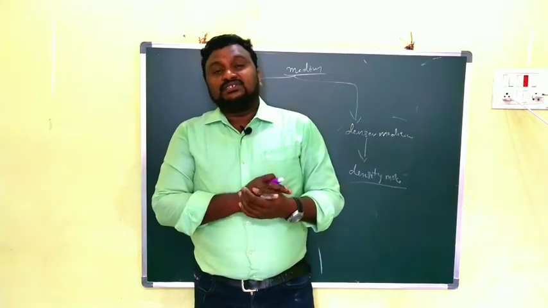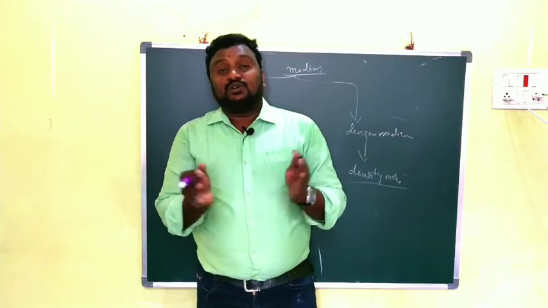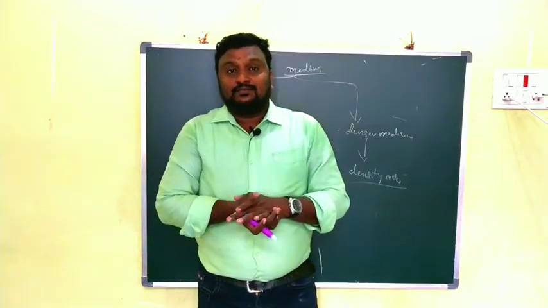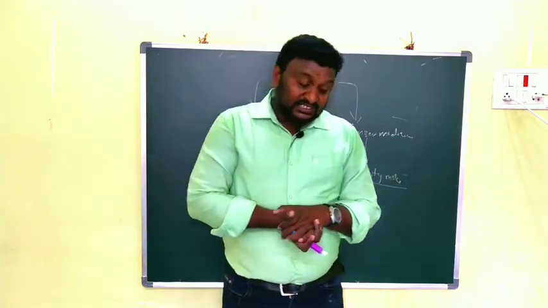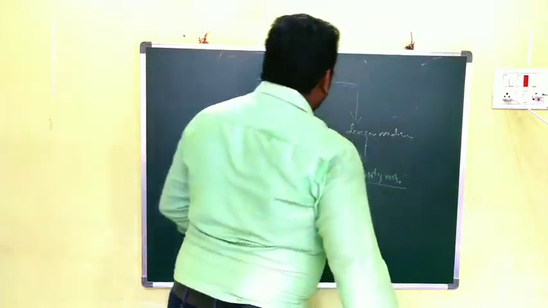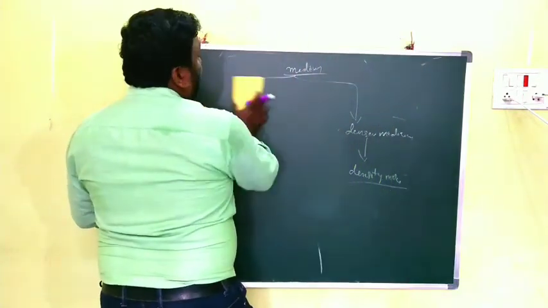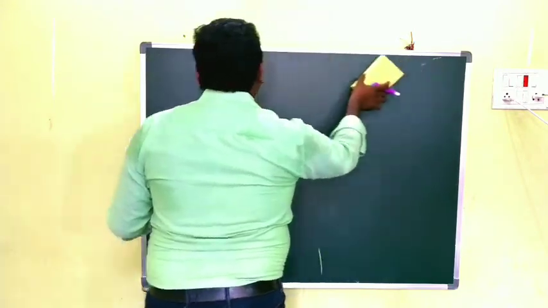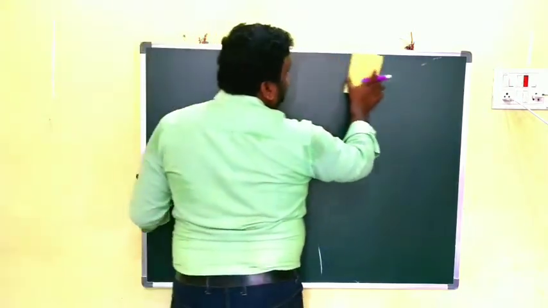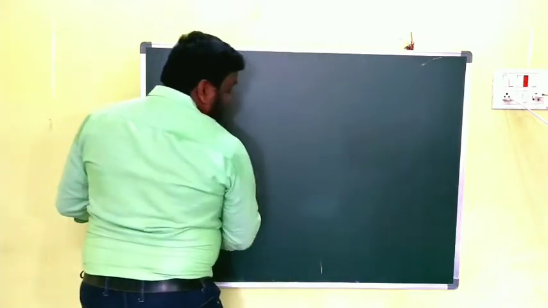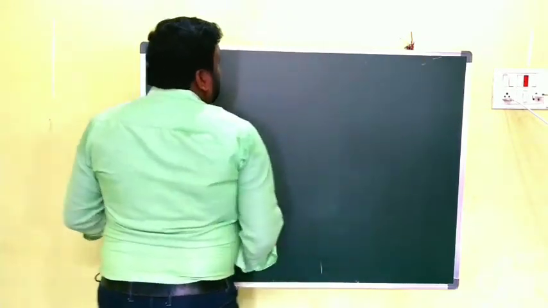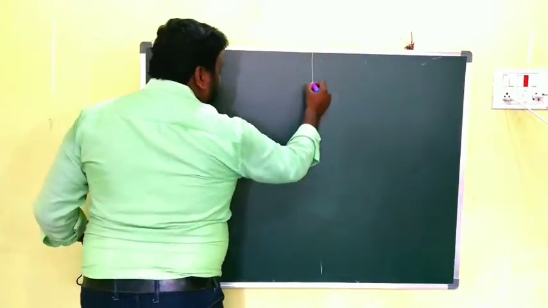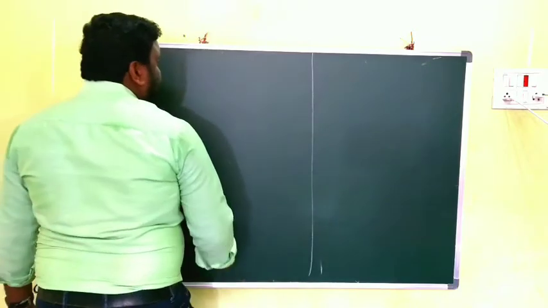Denser means nothing but density is more. When density is more, the particles are very crowded together. Now, how is the light ray going to behave when it is moving from rarer to denser, and denser to rarer? That's very, very important, children. These two things can give you the correct answers.